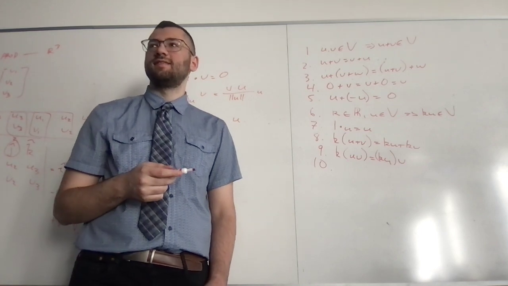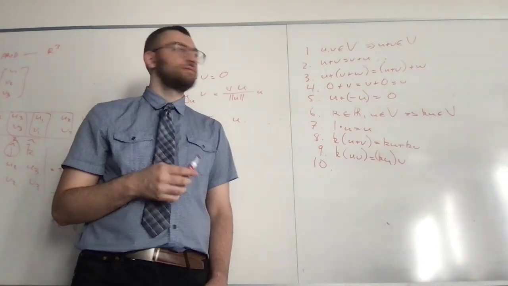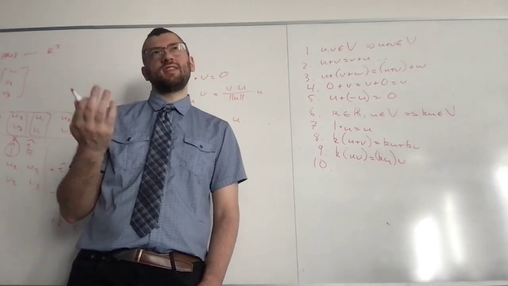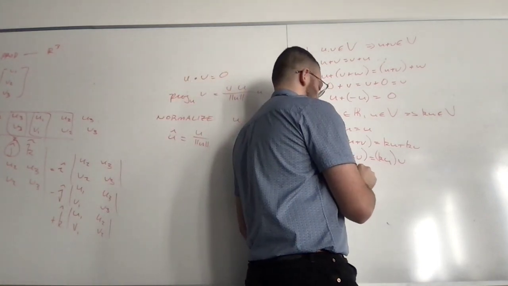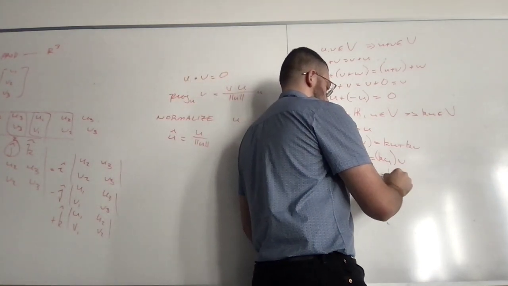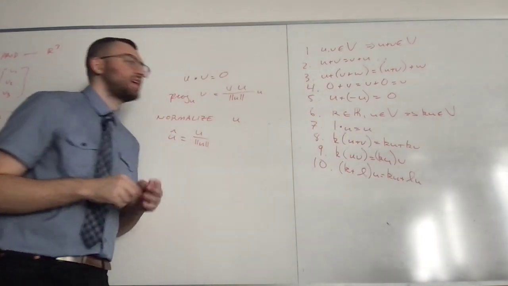Is it K times 0 equals 0? Nope. Okay, plus times 0? No. Well, that's not an axiom. Sorry. In parentheses, K plus L times U is equal to KU plus LU. Yep. That's it. Those are the 10 axioms.